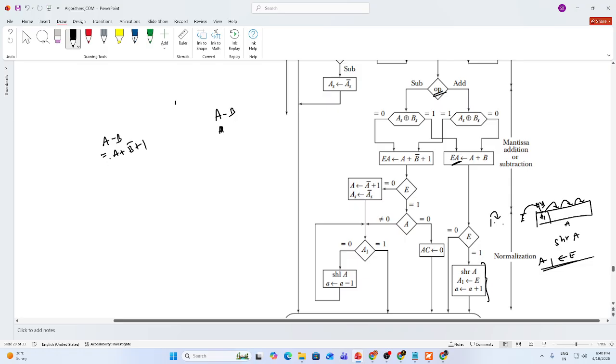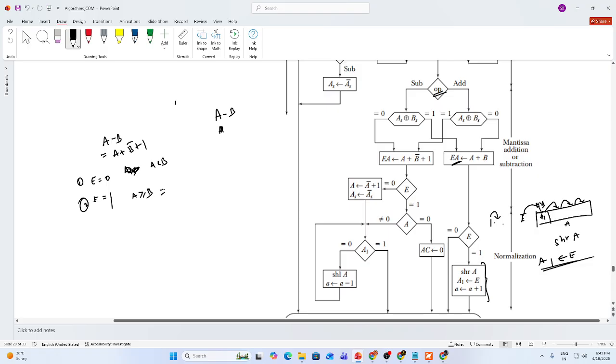So I get the end carry, right? The end carry may be 0 or it may be 1, so I may get two cases. If the end carry is 0, what is the meaning? A is less than B. If the end carry is 1, what is the meaning? A is greater than or equal to B.